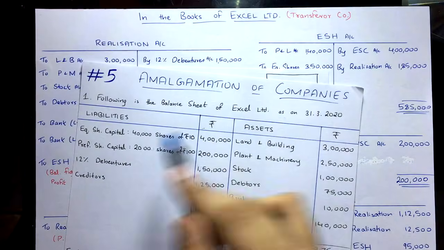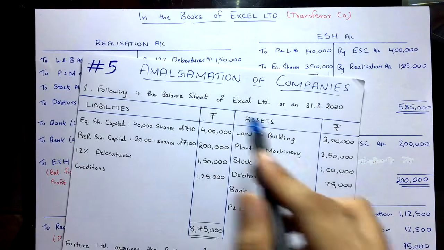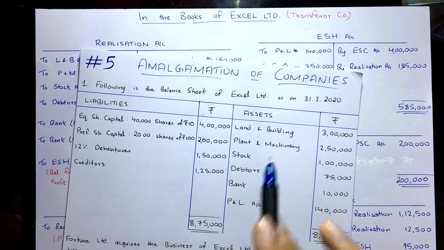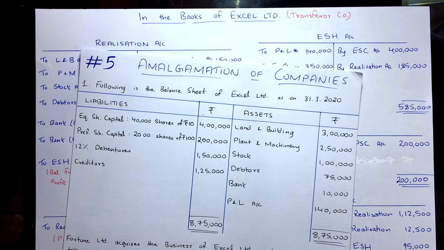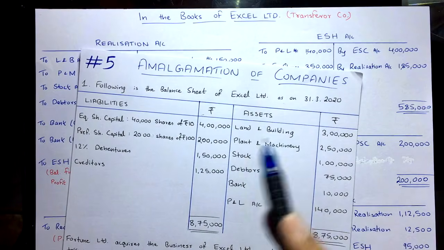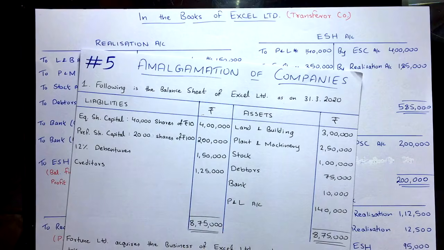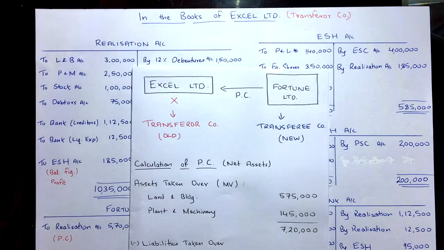Simple. Just kill the balance sheet of Excel Limited. Whatever is there in the balance sheet, reverse each and every item of the balance sheet. So how are you going to do that? Whatever has a debit balance, you are going to credit that, and whatever has a credit balance, you are going to debit that. Fine. And we are going to open a realization account to kill the balance sheet. So let's start. See, it's very simple.